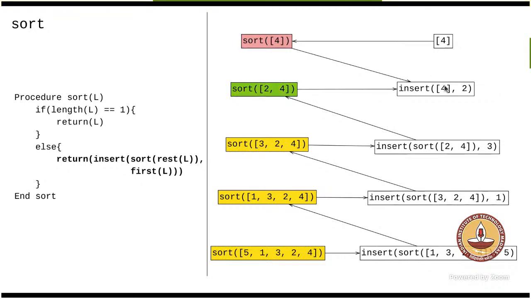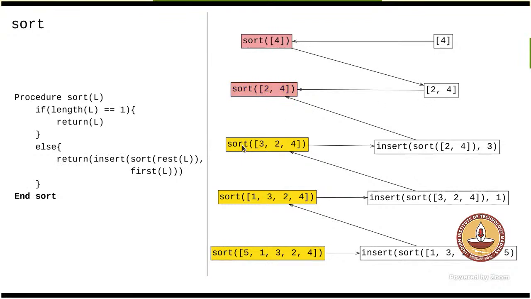So what is insert of 4 comma 2? According to whatever I said about insert, it's just going to give 2 comma 4, correct, right? 2 comma 4. So now sort of 2 comma 4 is 2 comma 4. So it has done its job.